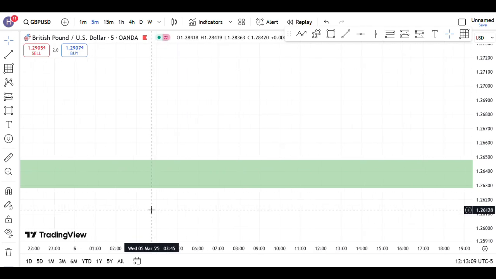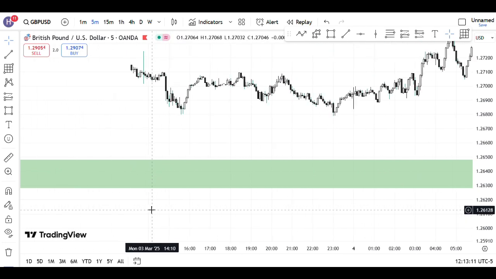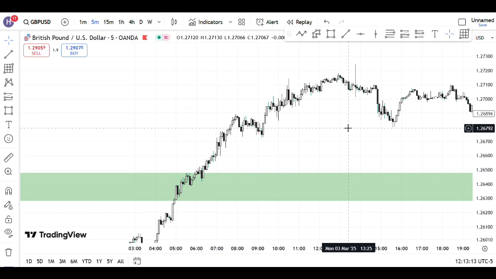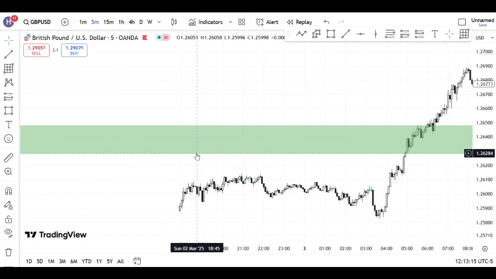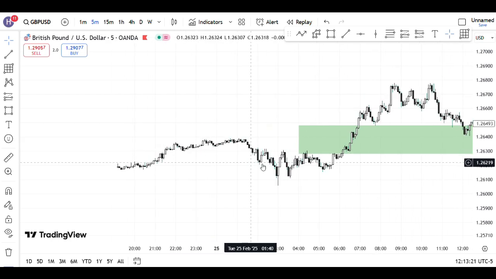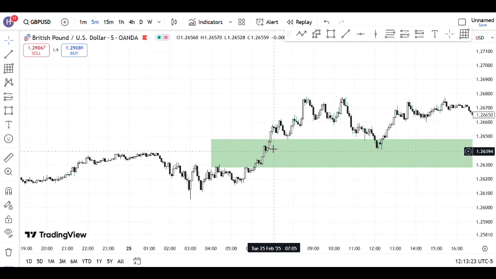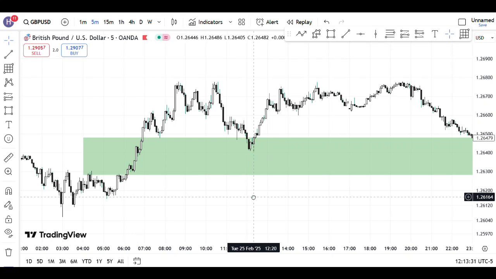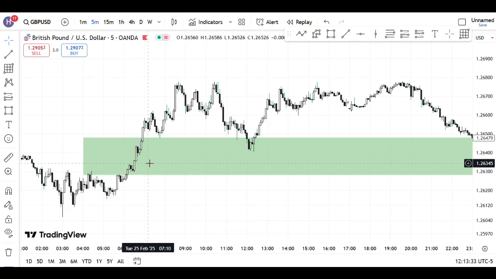Okay, now our fair value gap is here. We'll see the chart. Okay, this is the chart. We need to go now. Okay, chart is there. This is our fair value gap in the 1 hour time frame, but it's demarcated in the 5 minutes time frame like this. Okay, now where is our entry point?